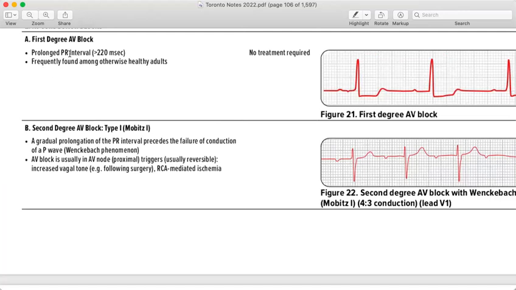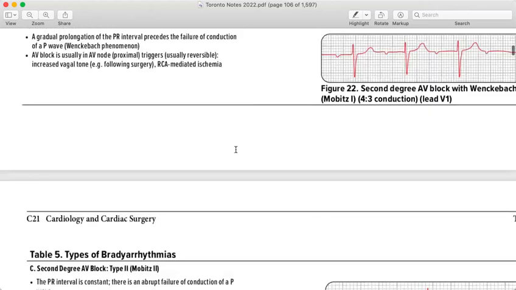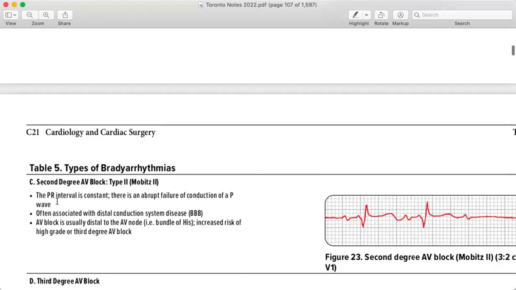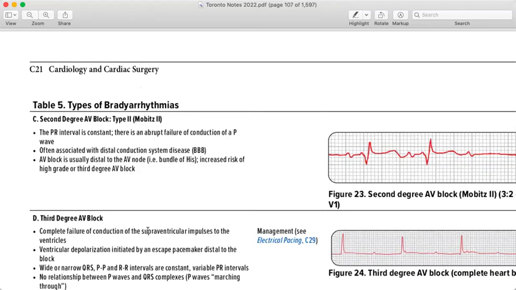So first degree, PR prolonged. In the second degree type 1, PR prolonged and there is a drop of the P wave. In type 2, PR is constant and there is a drop of the P wave. And then in the third degree, there is no proper PQRS interval. So that's about it from cardiology.